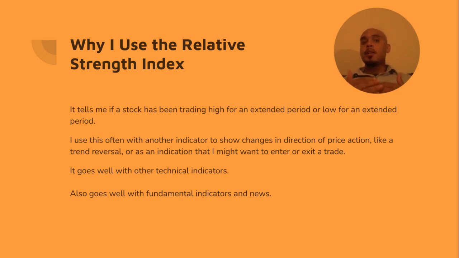It goes really well with other technical indicators, including your moving average convergence divergence, your MACD, your moving average ribbons, your Bollinger Bands. There's a lot of other indicators that it goes well with, but it's a good sign that something might be overbought or oversold in the stock market. It also goes well with fundamental indicators and news.